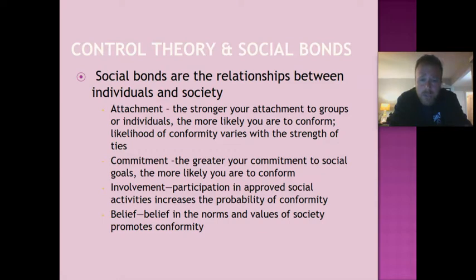The stronger the attachment, the more likely you are to conform. If you have strong attachment with those who are also conforming, obviously you are more likely to conform too, and that plays a big role. So if you don't have a strong attachment to, let's say, a parent, you may look for other outlets because you don't find that connection that you strive for.